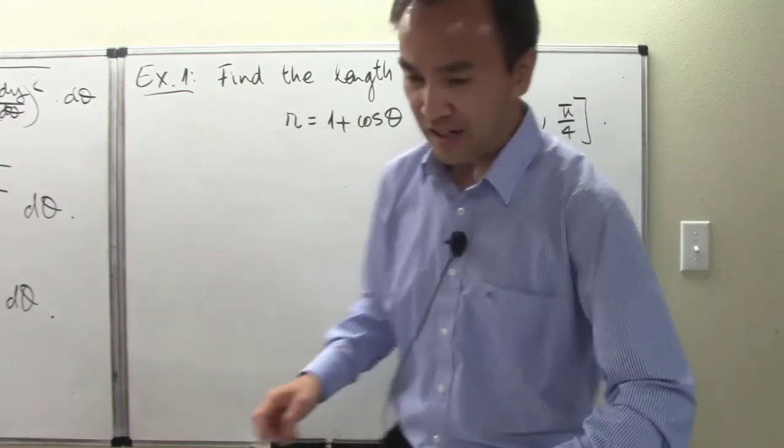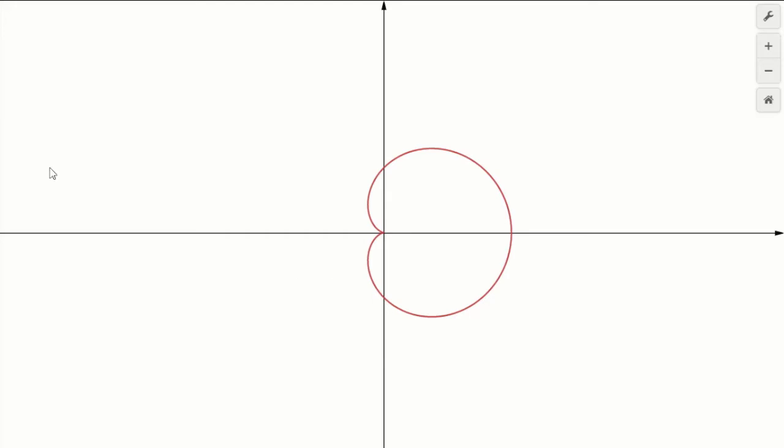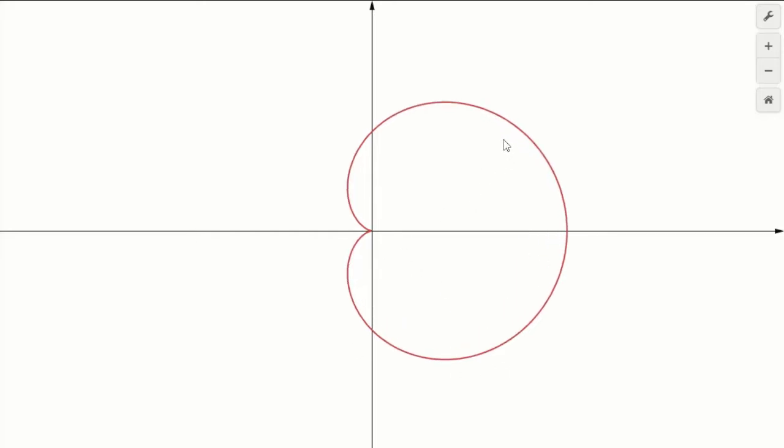All right, so now on my graphing device here with Desmos, this is the graph, the polar curve for 1 plus cosine theta. But this curve is already a full curve, because that's a full rotation.